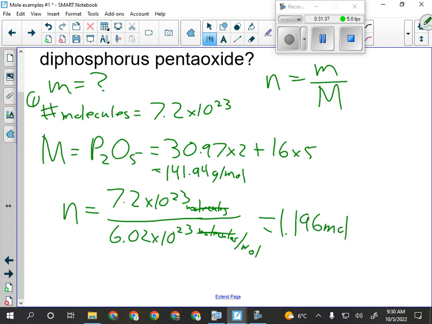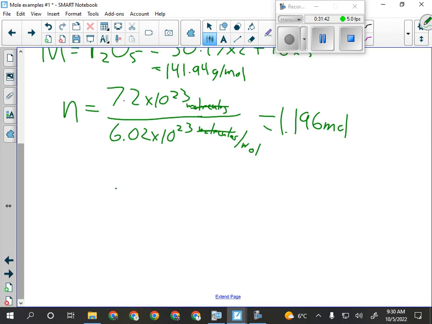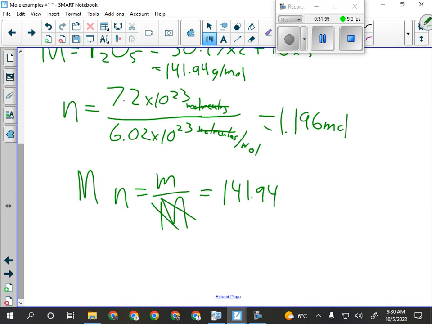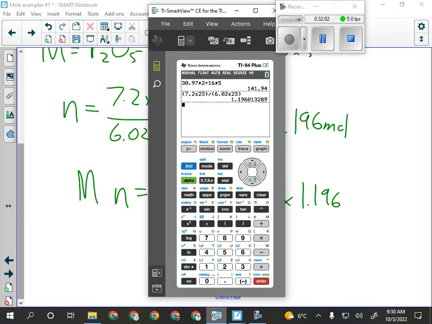Now that I have n, I can use the mole equation to get m. So n equals little m over big M. I'm going to multiply both sides by big M, so it comes over here. I'm going to take my 141.94, big M, multiply it by n, 1.196, and get the mass, which should be 169.76 grams.